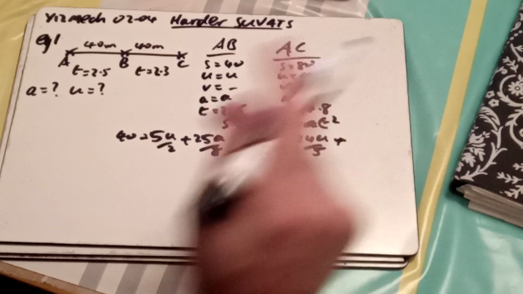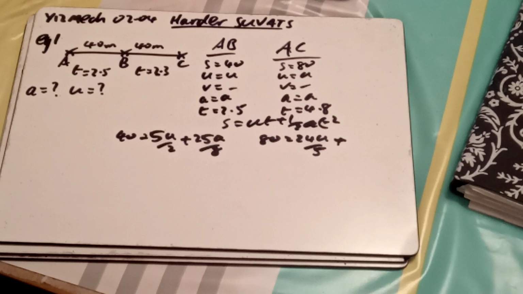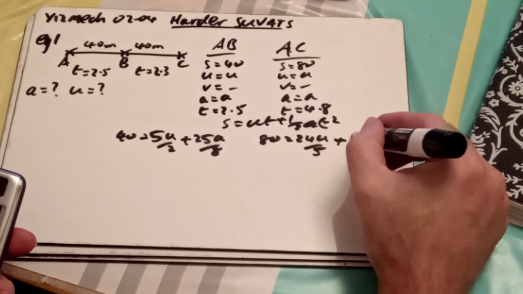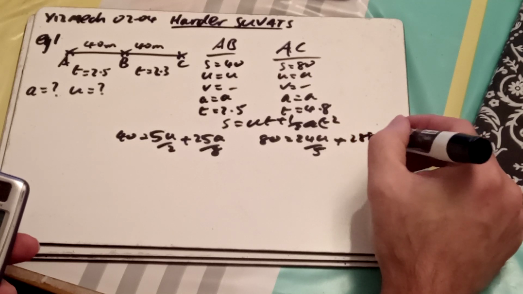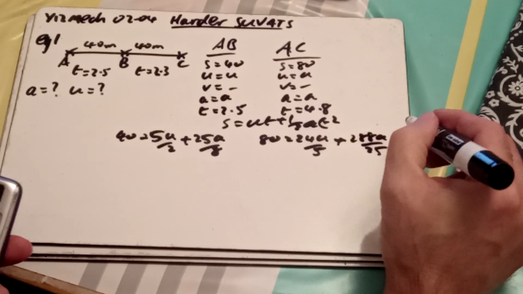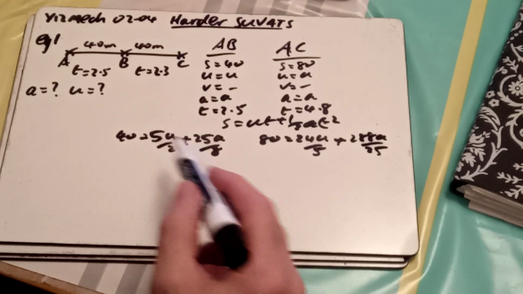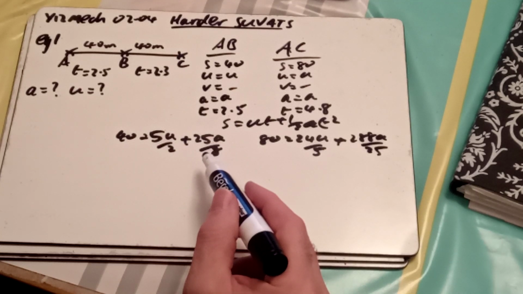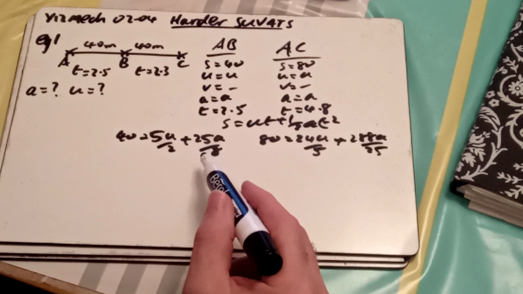You know what? It's button pressing time. Let's have a look now. I could work it out, but it was late on a Monday evening. 288 over 25, so 288a over 25. So I can turn these into simultaneous equations and solve them.